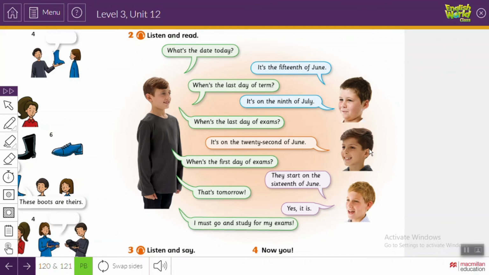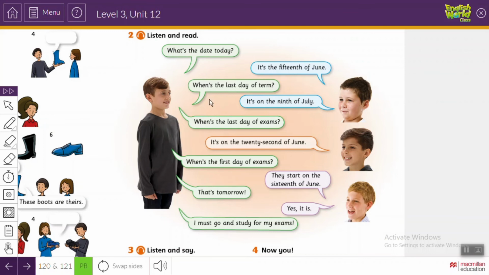Well, as we have listened and read here, this boy is asking his friends some questions about dates. So, who can tell me how many questions did he ask? How many questions did he ask? Yes, great. He asked 4 questions. 1, 2, 3, 4. Okay. What is the first question about? Yes, it's about the date. Okay, today. What's the date today? The answer is, it's the 15th of June.